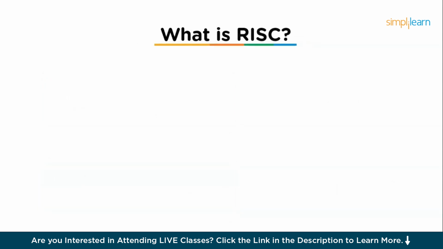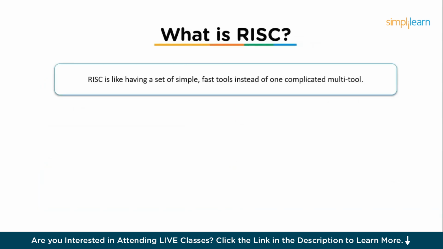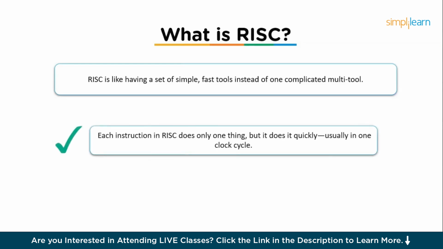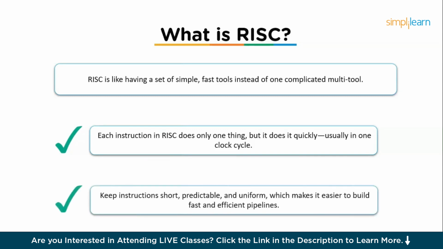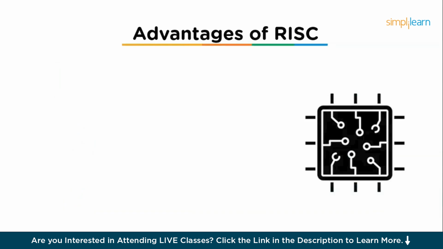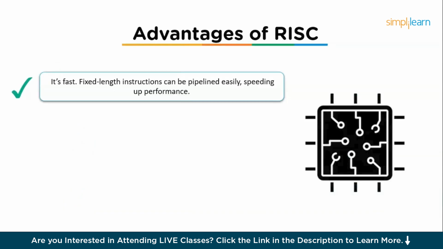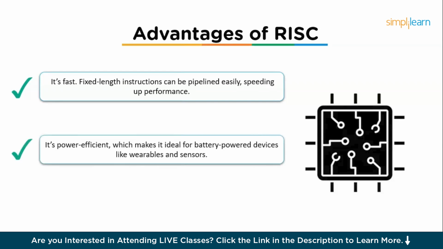Then let us see what is RISC. It is like having a set of simple, fast tools instead of one complicated multi-tool. Each instruction does only one thing, but it does it quickly, usually in one clock cycle. The idea is to keep instructions short, predictable and uniform, which makes it easier to build fast and efficient pipelines. You might need more instructions to get a job done, but each one is lightning fast. So let's now see the advantages of RISC. Fixed-length instructions can be pipelined easily, speeding up performance. It is power efficient, which makes it ideal for battery-powered devices and sensors.